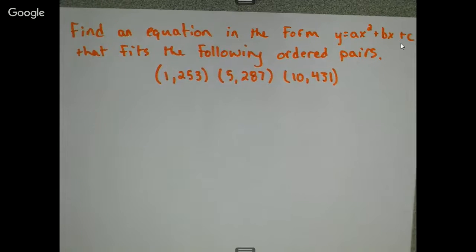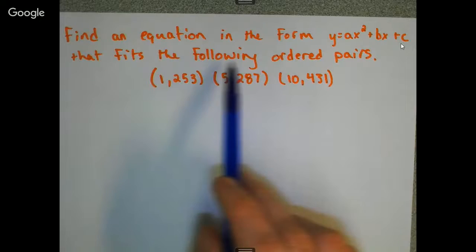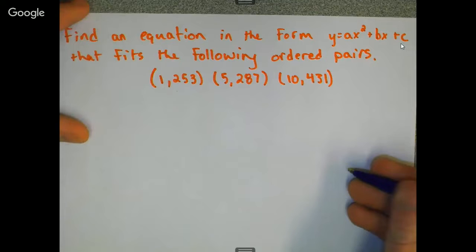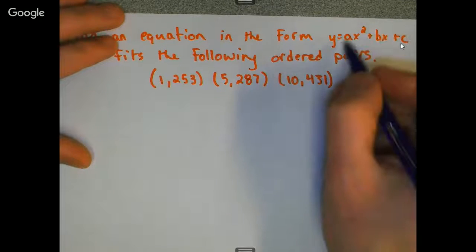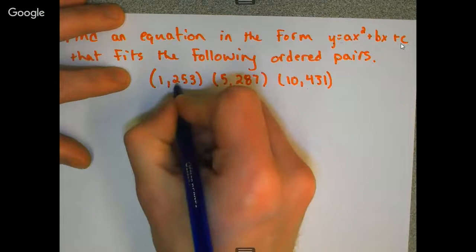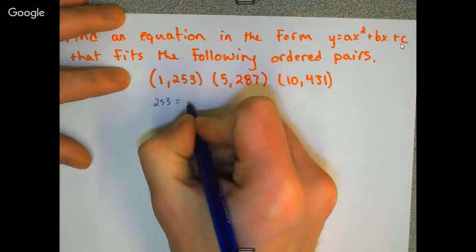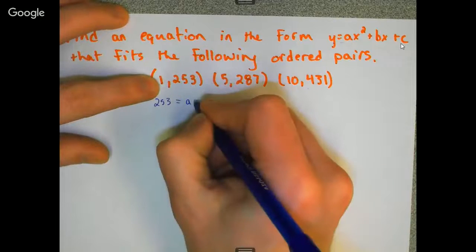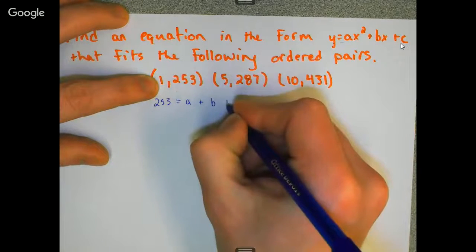Okay, so find an equation in the form... So we'll get a quadratic that fits the following ordered pairs. These are my ordered pairs here, and I need them to fit this equation. So I'm going to have 3 different equations. So in this case, 253 equals ax squared, so that's 1 squared is 1, plus bx, which is b, plus c.